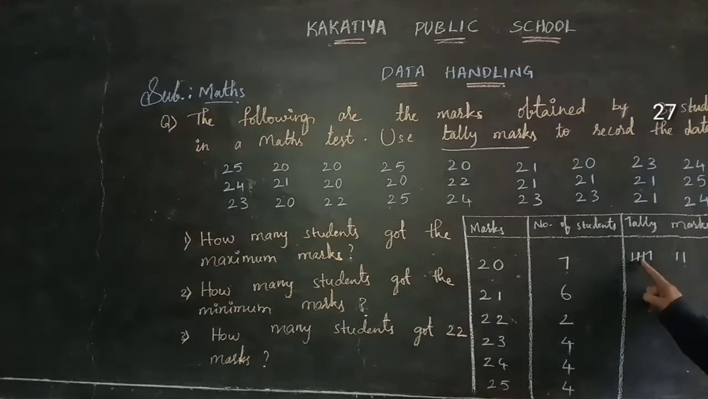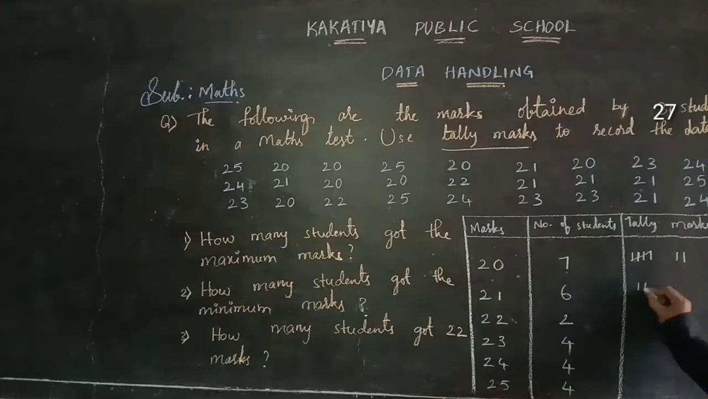So 1, 2, 3, 4, and for the 5th student I am taking a slanting line. Means one group. And the 6th one and 7th one. Now let's see the 6 students. How can we show 6 students in tally marks here?